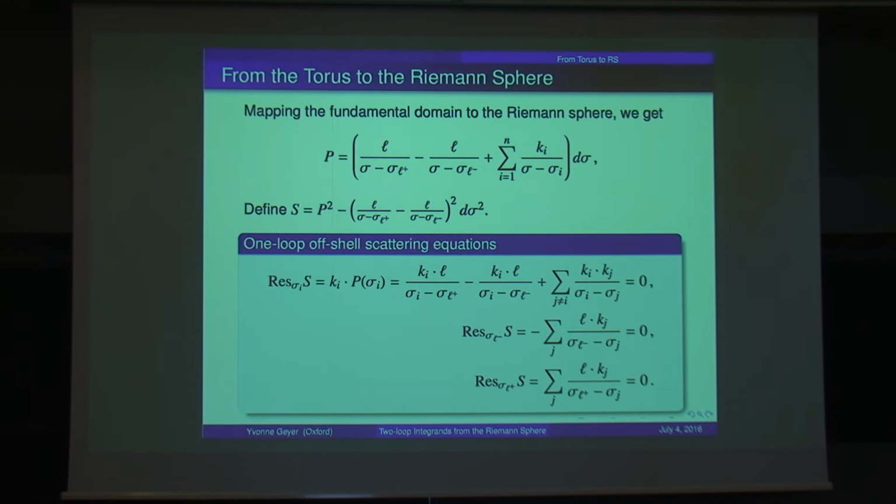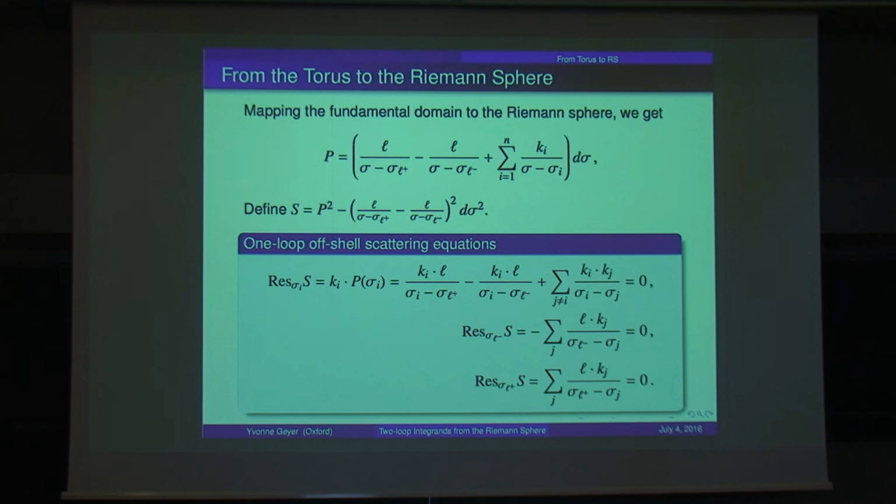Now, under a nice change of variables, you can see that this now gives us a new p. Remember, before we had this L dz plus Ki with the propagator on the torus. Now, the propagator on the torus naturally degenerates to the Ki over sigma minus sigma I that we know and love. And the other terms degenerate into an L over sigma minus sigma plus minus L over sigma minus sigma minus. You can see that this has a very nice interpretation in terms of a forward limit.